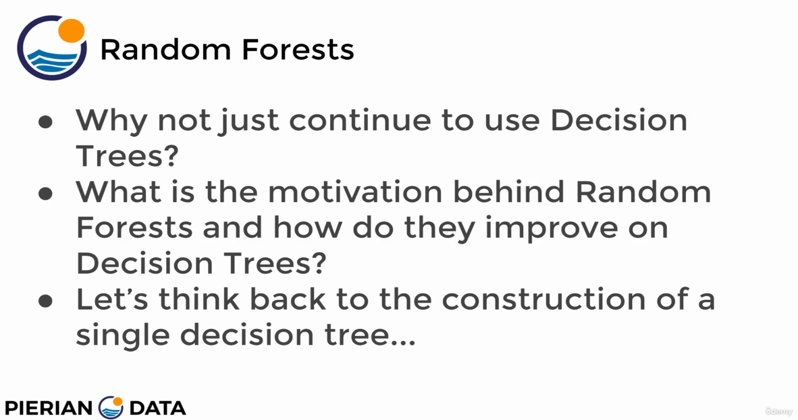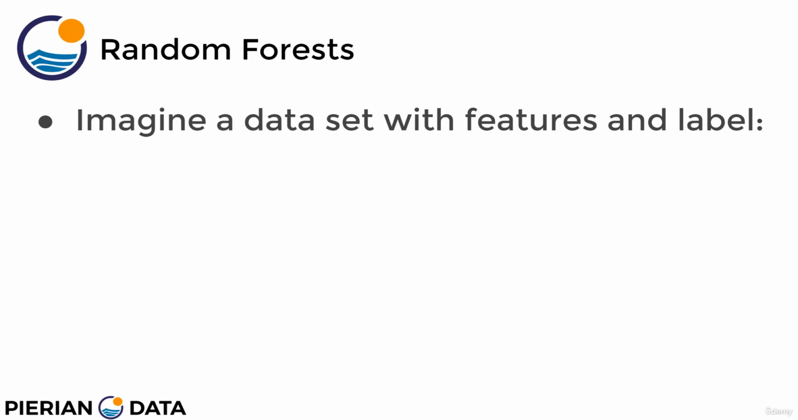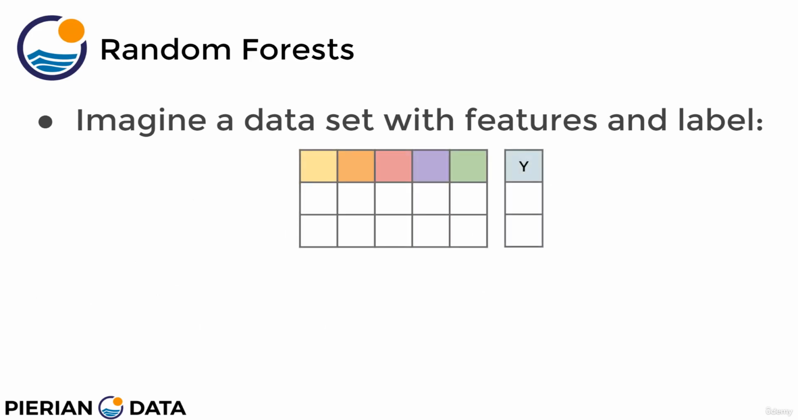To really understand all of this, we have to think back to the construction of a single decision tree. What we're going to do is imagine a data set with features and a label. And to understand random forests, we don't really need to provide any sort of actual feature or label or numeric factors. Instead, we're just going to imagine these as color sets. So notice here on the left-hand side, I have a group of features, just displaying them as colors. And then on the right-hand side, I have the Y column, which is what I'm trying to predict, shown here in light blue.